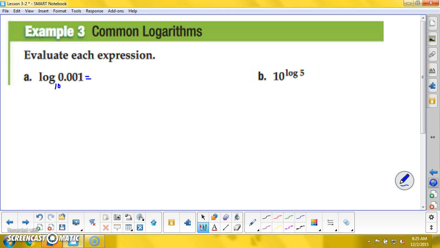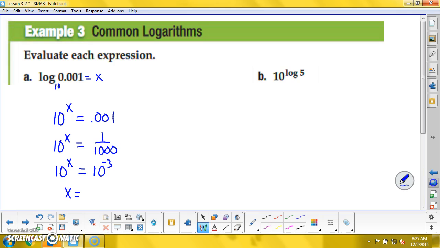So this is in log form. We'd change it into exponential. 10 to the x equals 0.001. Now that 0.001 is 1,000th, right? So it's 1 over 1,000, which is the same thing as 10 to the negative 3. And so now, since the bases are the same, the exponents equal each other, and we get negative 3 for an answer.